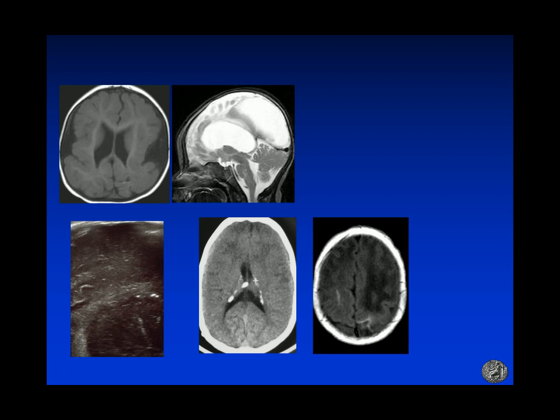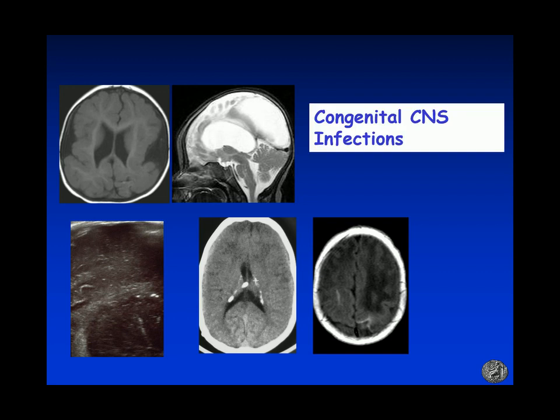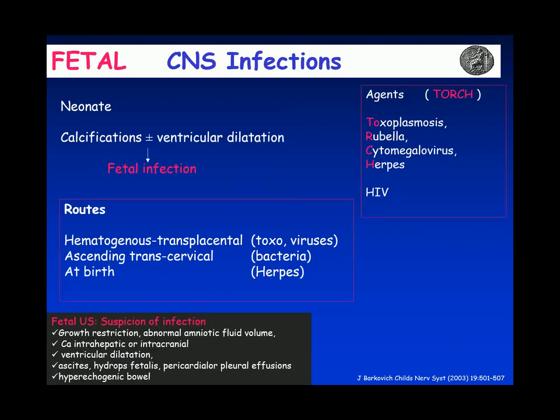So I gave you a taste of what is going to be my lecture now, and all these cases are congenital infections of the central nervous system. So now let's start with fetal infections. If you do imaging to a neonate and you see calcifications and ventricular dilatation, either with ultrasound or CT scan or MRI, please think about fetal infection. This is the first important message.